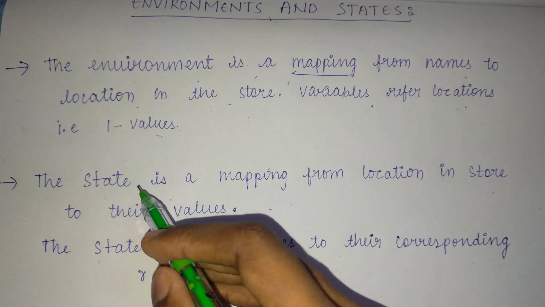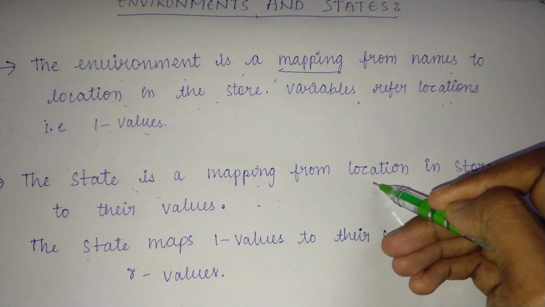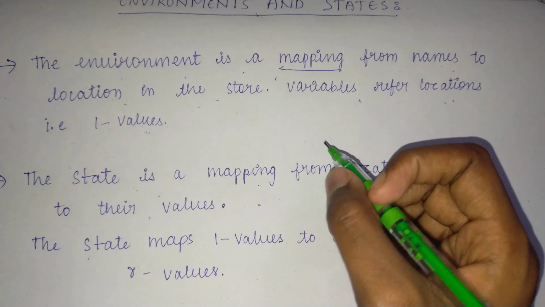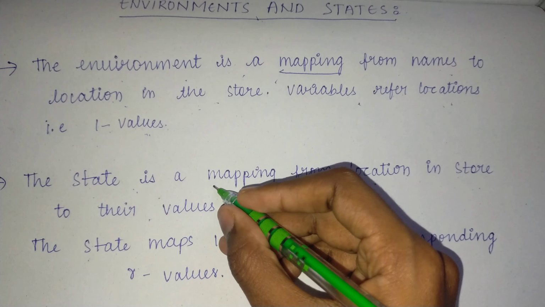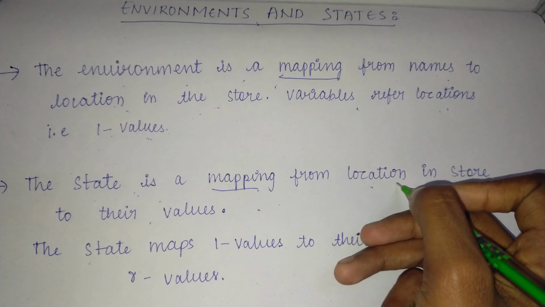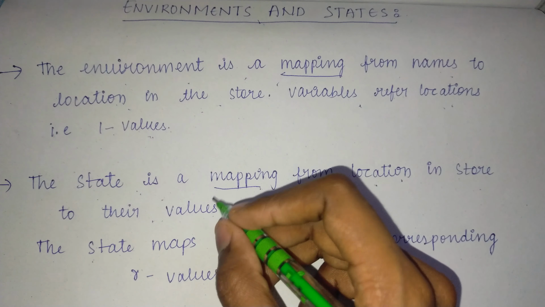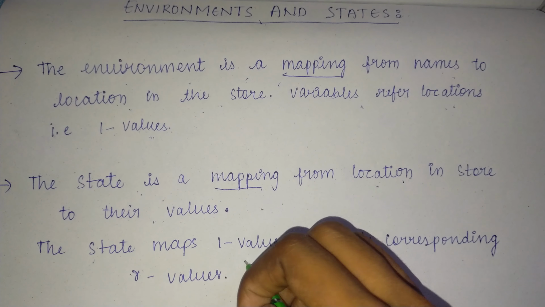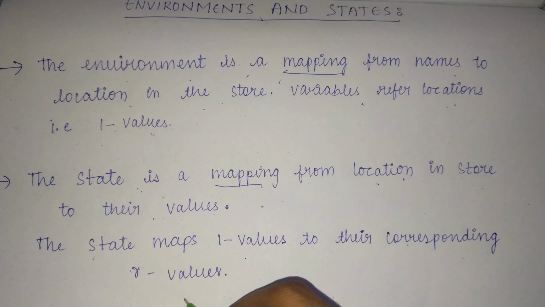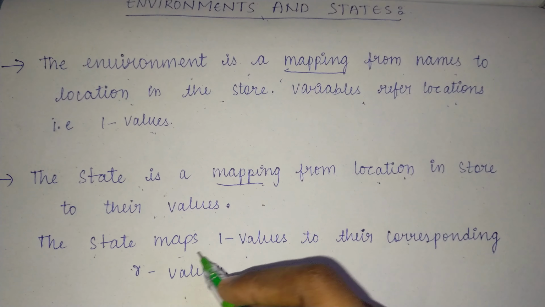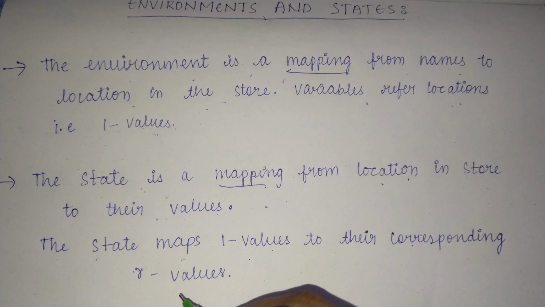And what is state? State is also a mapping, but from locations in the store to their values. The state maps l-values to their corresponding r-values. So from where to where? The state maps l-values to their corresponding r-values.